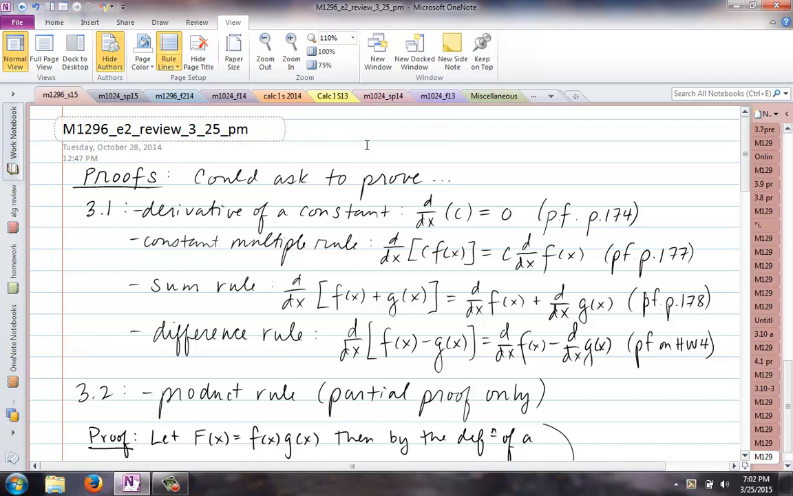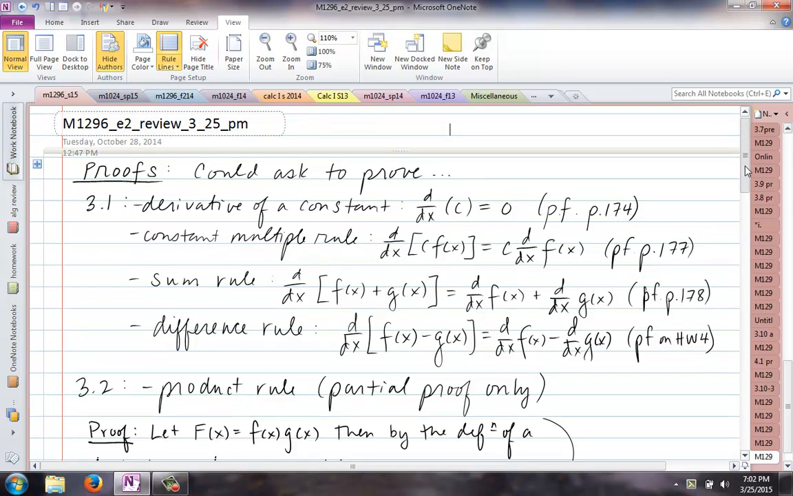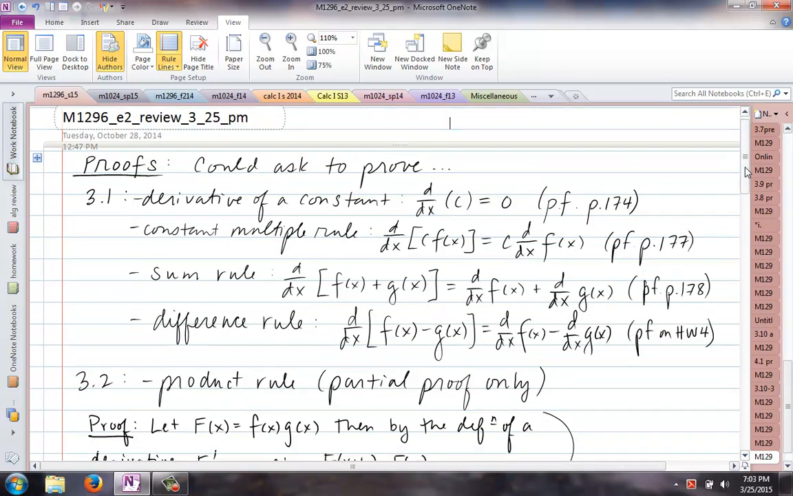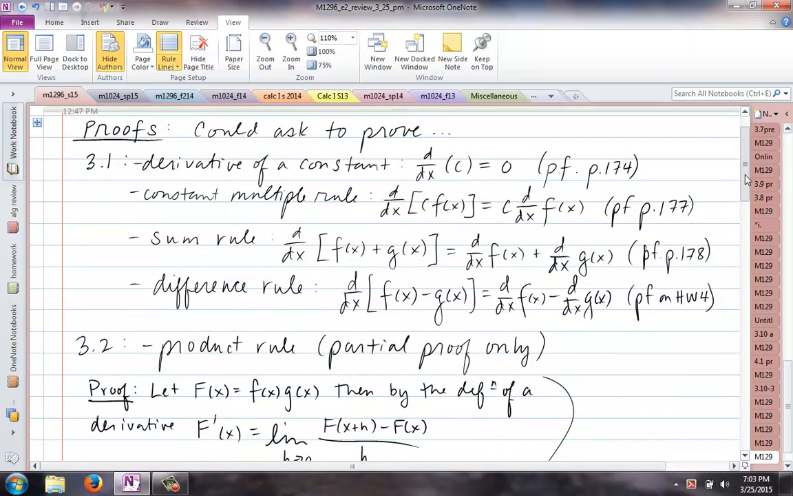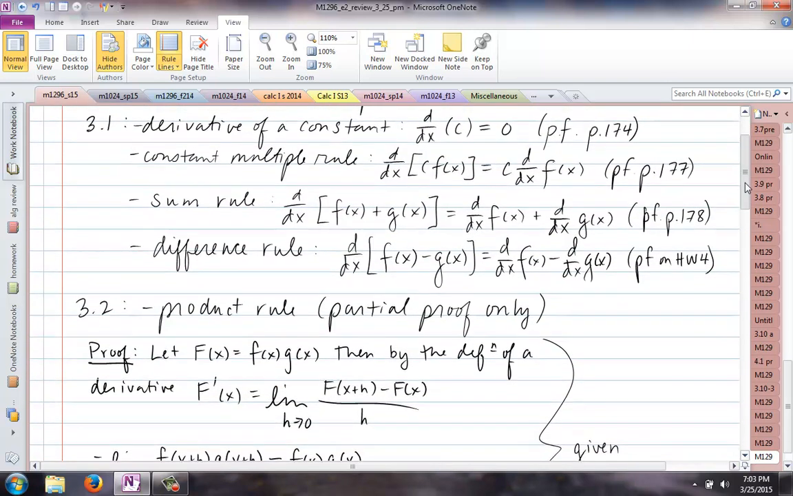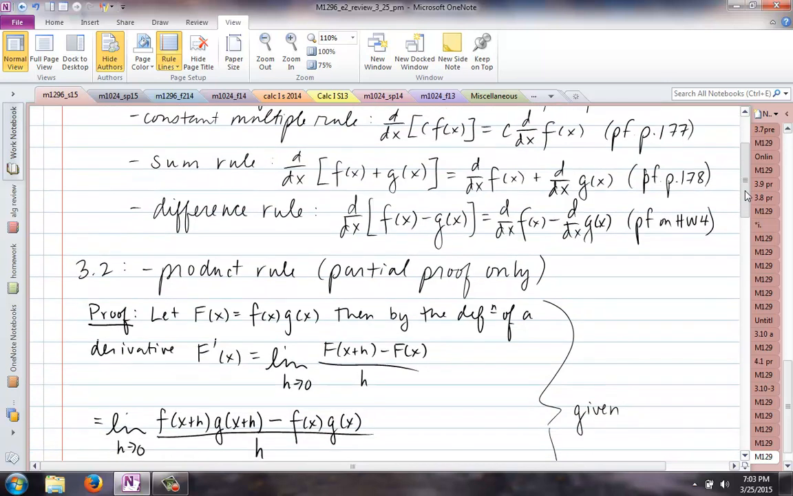And so from 3.1, we had the derivative of a constant rule, and the proof is on page 174. I also did a bunch of these in class too, but I tried to put down ones that are in the book too. So the constant multiple rule would be another one. I think we did that one in class. The sum rule, the difference rule, those are all pretty straightforward. From 3.2, we did the product rule in class.